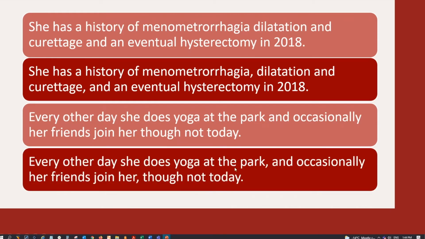Okay, so every other day she does yoga at the park, that's a complete sentence. Her friends join her is a complete sentence. We've got and, we've got our conjunction, we're joining two sentences together, so we've got our comma. Occasionally is an introductory element to her friends join her, but it's one word. It answers when, so we don't have our comma there. And then though not today is added information after that complete sentence, her friends join her, so we set that off with a comma. So again, we're just breaking down where are our complete sentences and how do we punctuate those complete sentences on either side of those conjunctions.